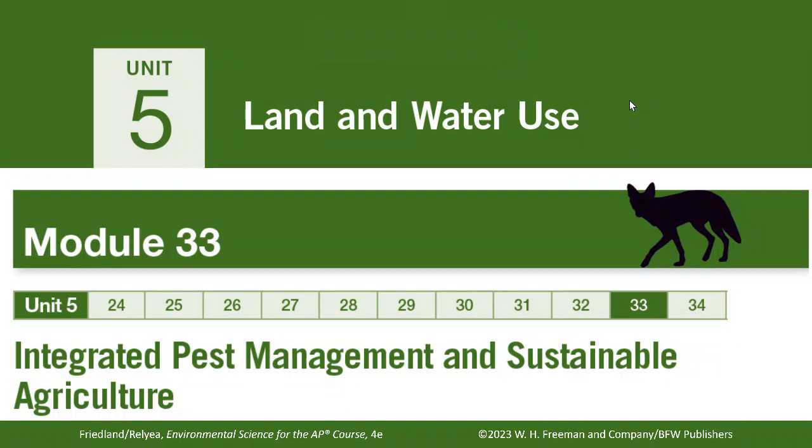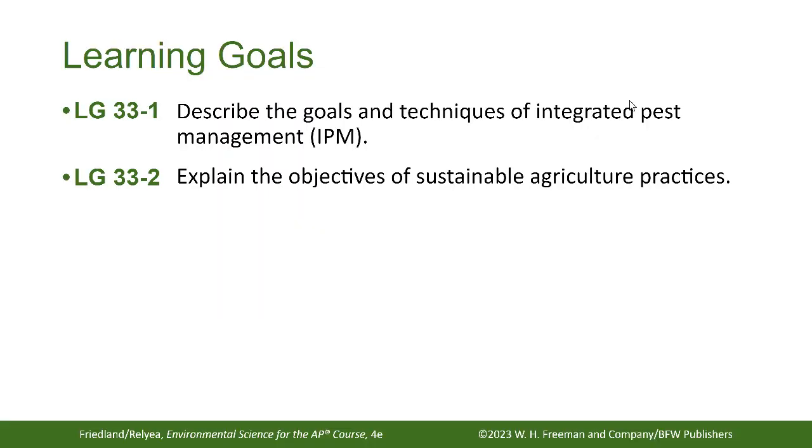Module 33, Integrated Pest Management and Sustainable Agriculture. So our learning goals today are to describe the goals and techniques of integrated pest management, and explain the objective of sustainable agricultural practices. We only have two.